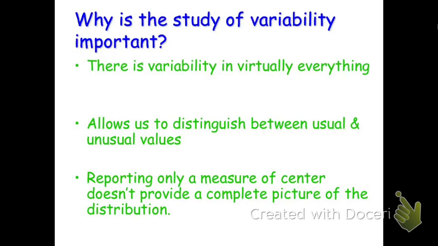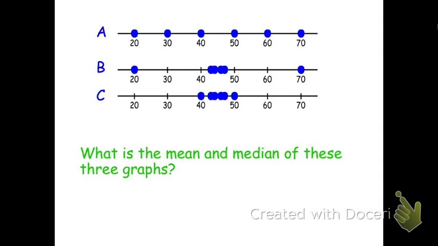If you only report the measure of center, it doesn't give you a complete picture of the distribution. So that's why we discuss center, spread, shape, outliers. And this is why. So here we have distributions A, B, and C. The mean and the median of these graphs are all the same, and that number would be 45. So they're 3 different distributions because of the spread.